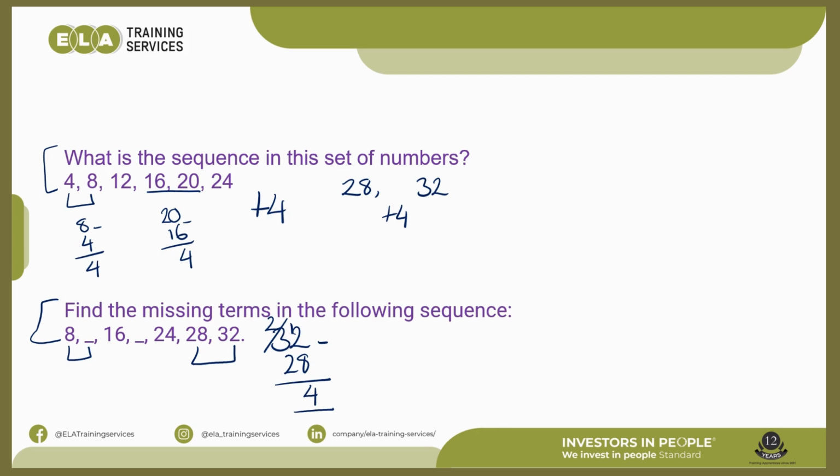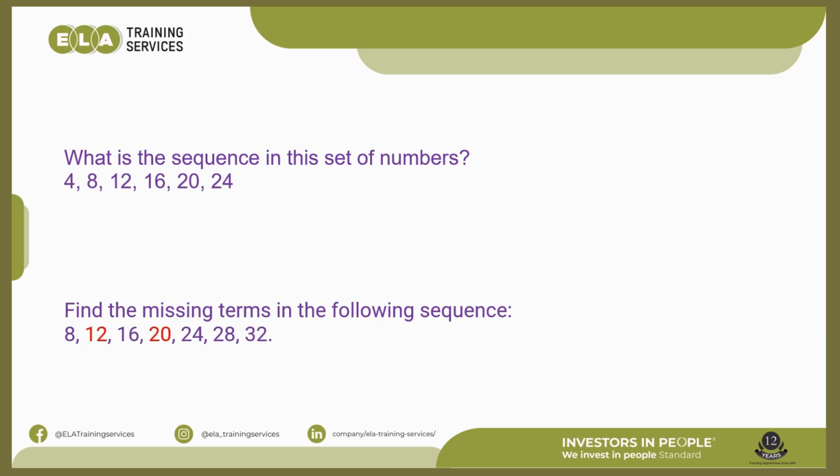Now because we're going down the sequence, here we're going to do minus 4. 20 minus 4 is 16. This way we're going up the sequence, so we could do 8 plus 4 to get 12. If we add 4 again, do we get 16? Yes, we do. So we know that the missing numbers are 12 and 20. Let's check. Perfect.